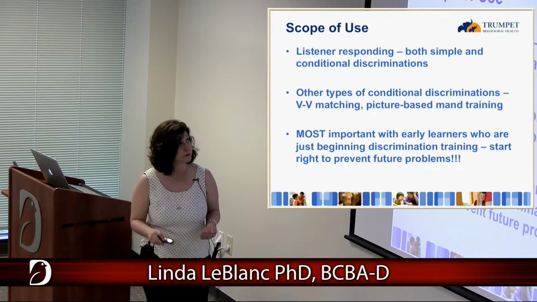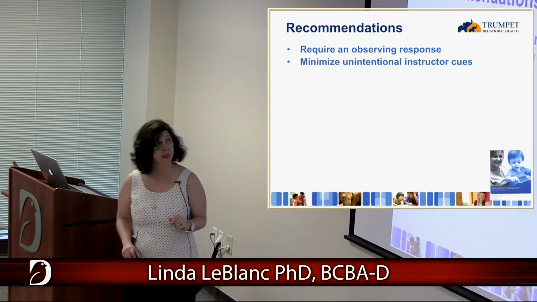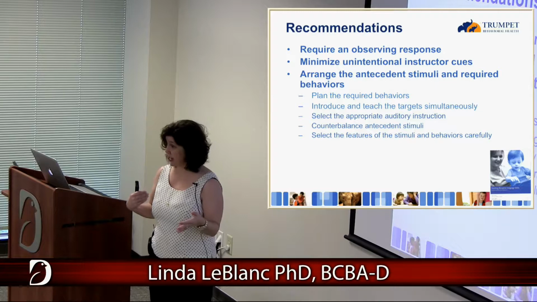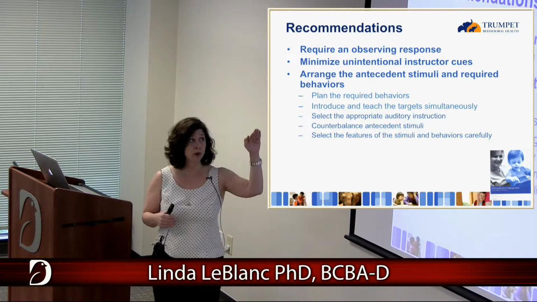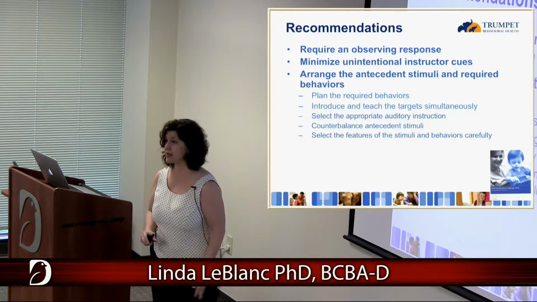Okay, so we're going to talk about five best practice recommendations. The first is to require an observing response. The second is to minimize those unintentional instructor cues. Remember, if it can go wrong, it will, or it already has. The third is the most complicated, but that's about arranging those antecedent stimuli and the required behaviors. If you're doing something like instruction following, arrange them very carefully. So we will talk in detail about all of the things that you might do to ensure that you are arranging your antecedents in order to establish the right stimulus control.